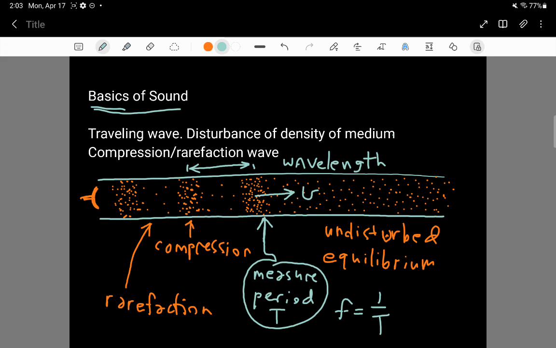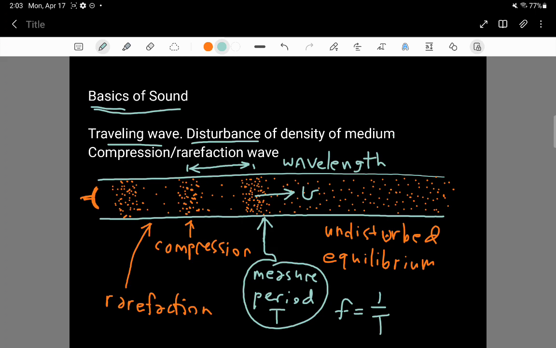So sound, of course, is a traveling wave. But in particular, in the previous video, these water surface waves, like waves that surfers would surf on the ocean, were a disturbance of the flat surface of water by putting these ripples. So the ripples of the wave are the disturbance, and those ripples travel, right? So we say that's a traveling wave. But for a sound wave, the disturbance is quite different physically.